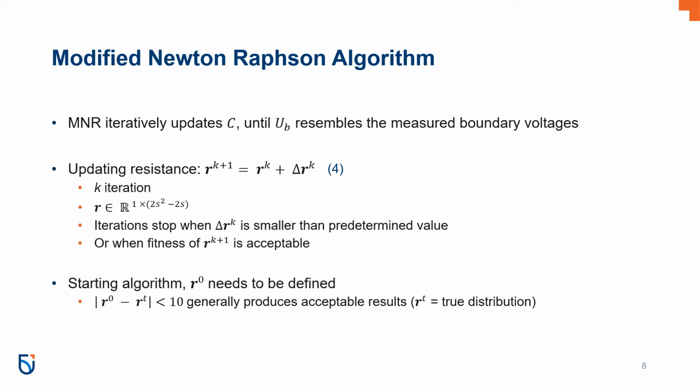And as I stated before, when this algorithm starts, the R naught term, or the very first initial resistance distribution, needs to be very close to the actual true resistance distribution in order to produce acceptable results. Sometimes this is feasible, but in most of the cases, getting that accurate initial estimation is a challenge and may not be feasible in all cases.